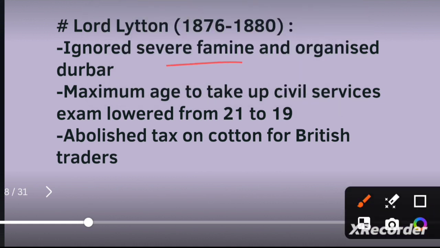Ignored the severe famine and organized a Durbar. Maximum age to take up the civil service exam lowered from 21 to 19. Abolished tax on cotton for British traders.